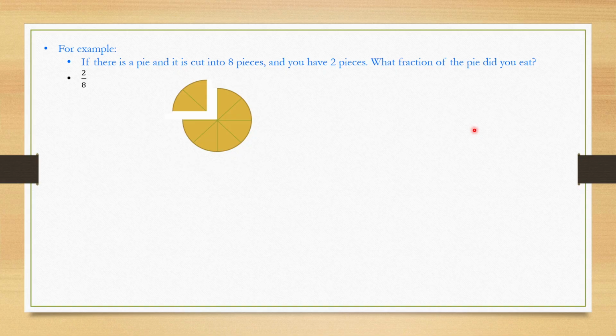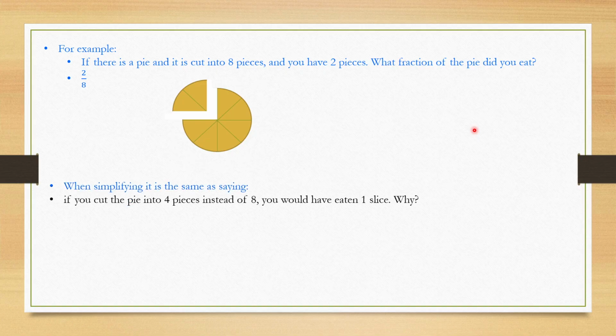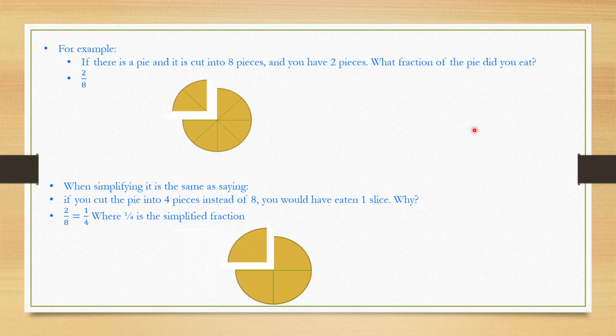So what does it mean when simplifying? When you're simplifying the 2/8, it's the same as saying, if you cut the pie into 4 pieces instead of 8, you would have eaten 1 slice. So when you simplify the 2/8, it becomes 1/4, where 1/4 is the simplified fraction. If you take 1/4, that's the same as saying if you cut the whole pie into 4 pieces and you had 1 slice or 1 piece.